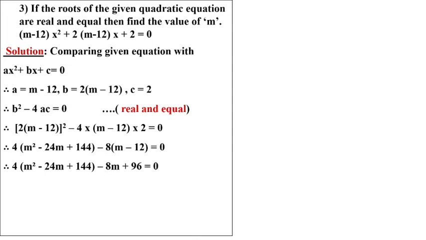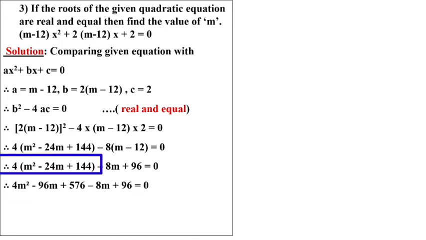Now student, we will solve the second bracket. 8 into m is 8m, 8 into 12 is 96, minus minus plus. We'll solve the first bracket also. 4 into m square is 4m square, minus 4 into 24 is 96m, plus 4 into 144 we get 576. And already we have minus 8m plus 96 equal to 0. We will take the like terms together. 4m square minus 96m minus 8m becomes minus 104m, plus 576 plus 96 we get 672, equal to 0.